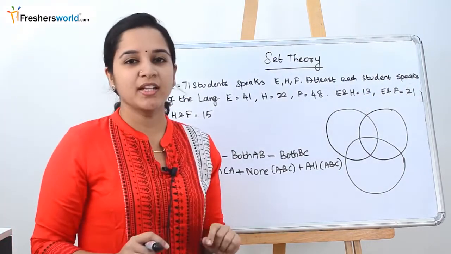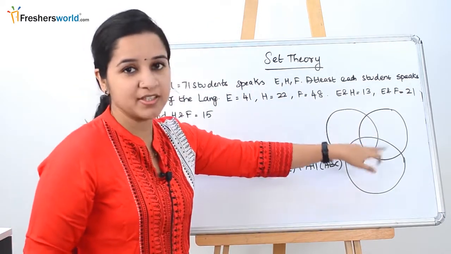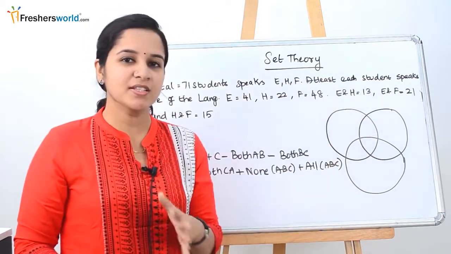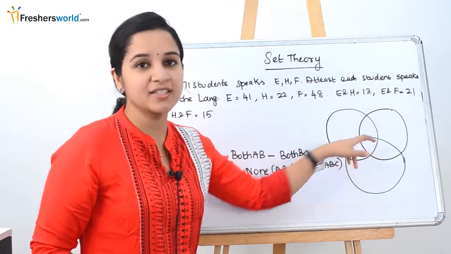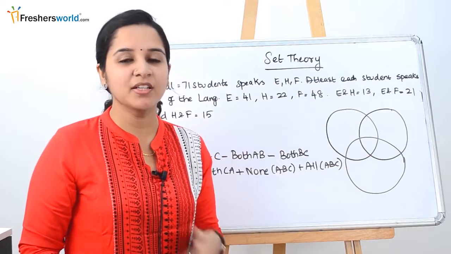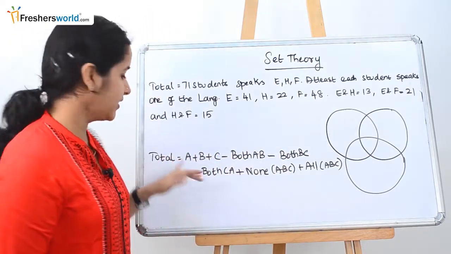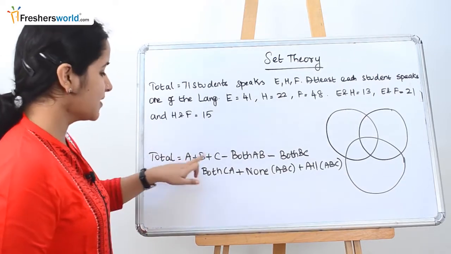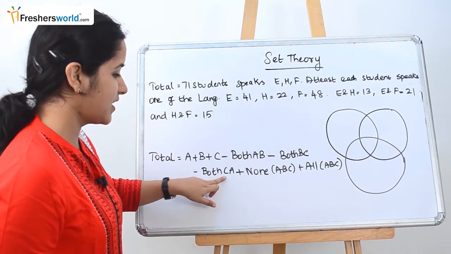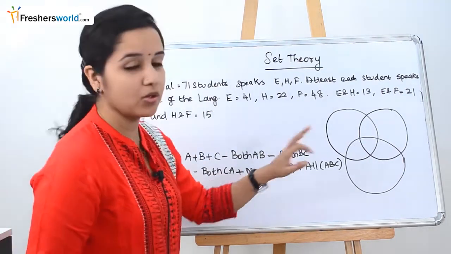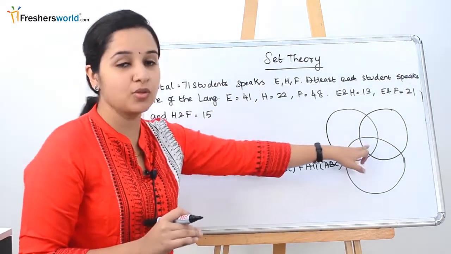So we know that in the basic concept video we dealt that we should always find the central value first and then start solving. The major mistake students make is that they start putting all these numbers and assume this as x and start solving. That's a more tedious method and it's going to take you more time. In the first video we told about the formula that total is equal to a plus b plus c minus both ab minus both bc minus both ca plus none of abc and all of abc. So we are going to substitute the values here to first find out the unknown variable.